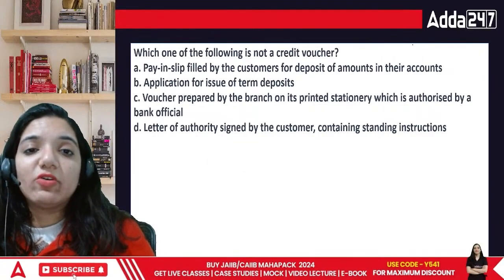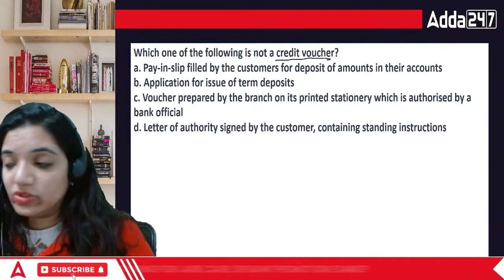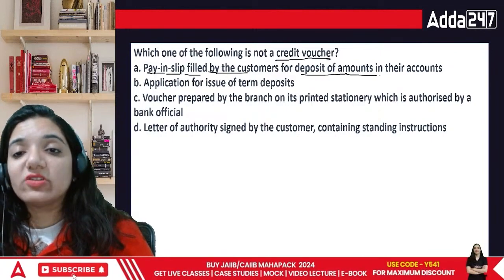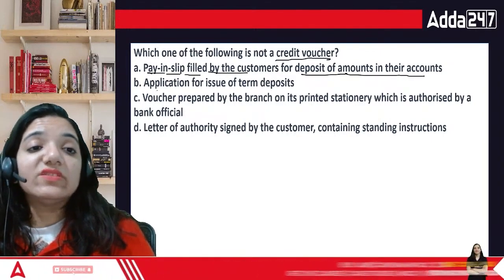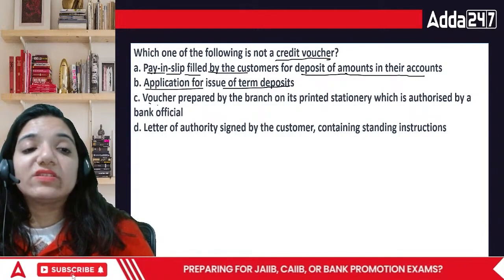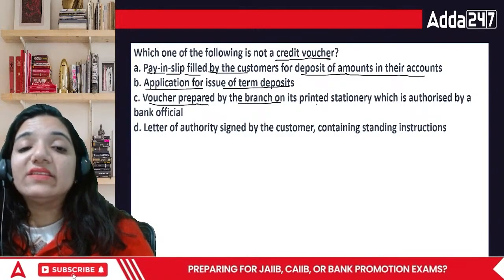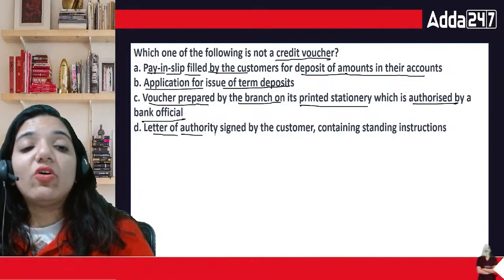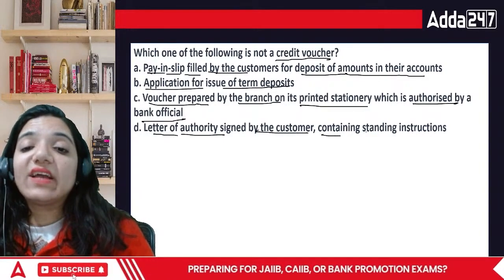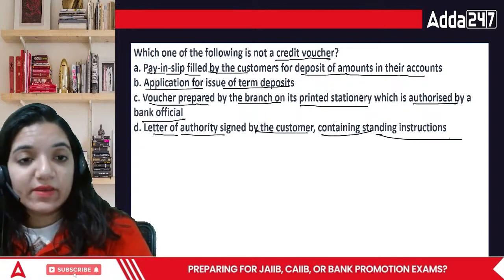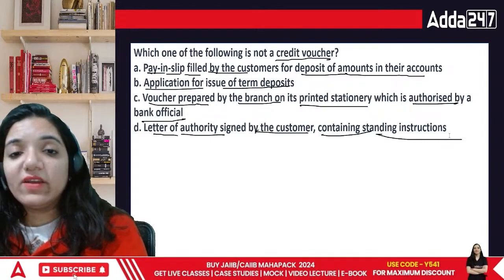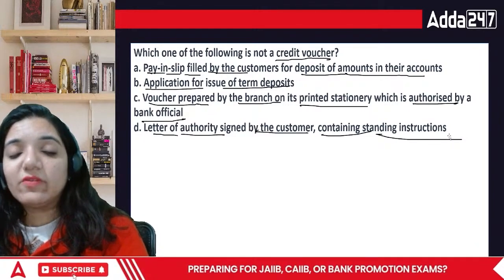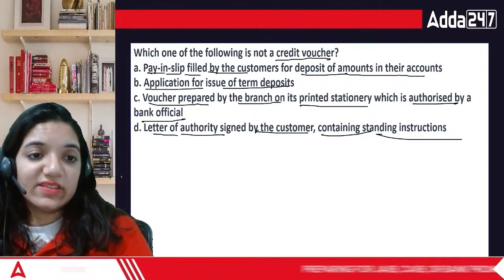Acha, which one of the following is not a credit voucher? Pay-in slip filled by the customers for deposit of an amount in their accounts, application for issue of term deposits, voucher prepared by the branch on its printed stationery which is authorized by the bank official, and letter of authority signed by the customer containing standing instructions. What would be the point where it is not treated as a credit voucher? Acha, in this case, the answer is D, everyone.